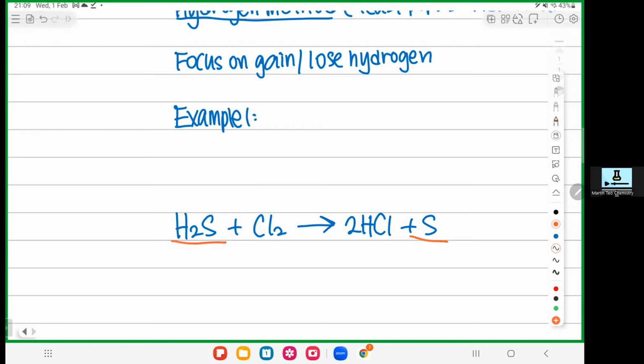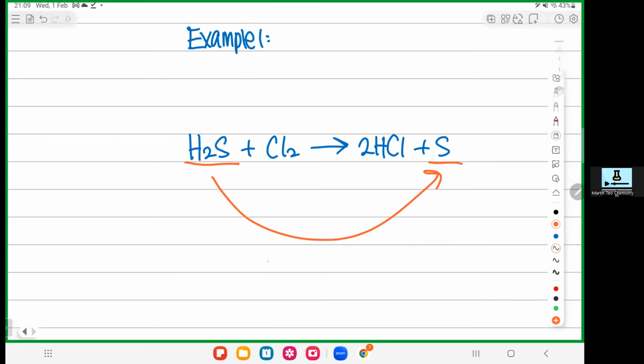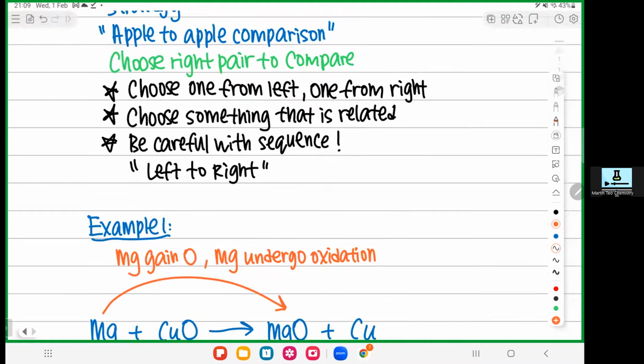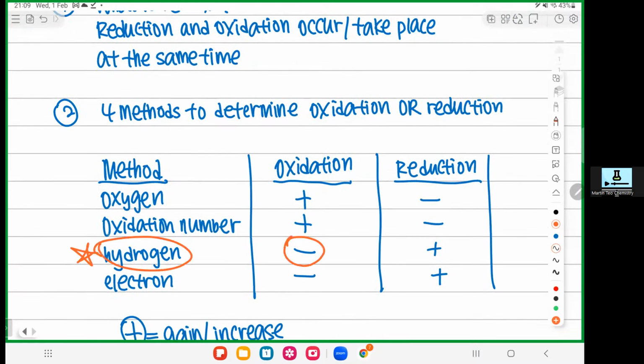So H2S and S at least make sense. Why? You can see this sulfur is sticking with 2 hydrogen, and this sulfur has no hydrogen. So from here it is obvious, no? From left to the right-hand side, the H2S loses hydrogen. Now look at the hydrogen method that we learned earlier today. If you look at the hydrogen method, when you lose hydrogen, it's oxidation.